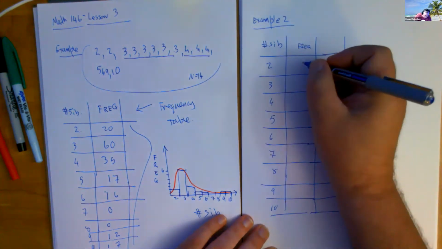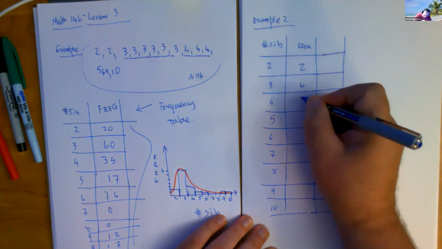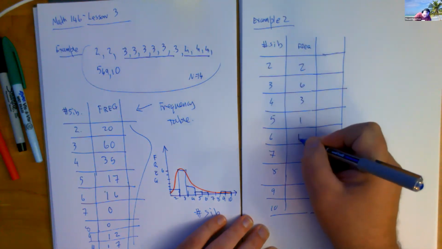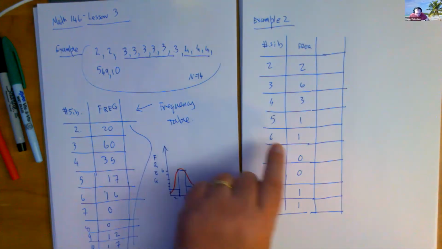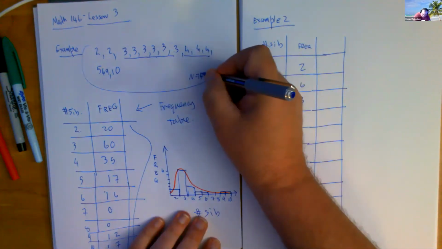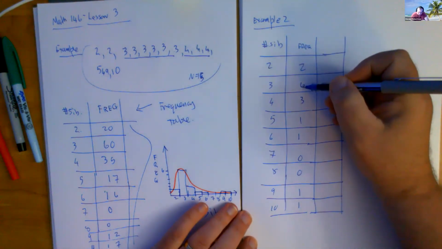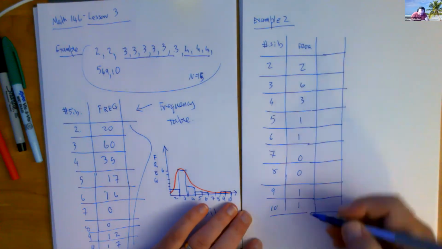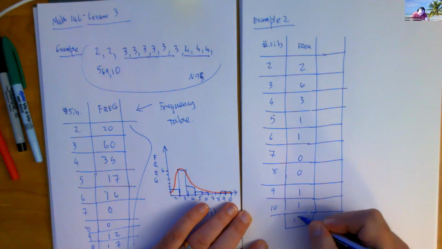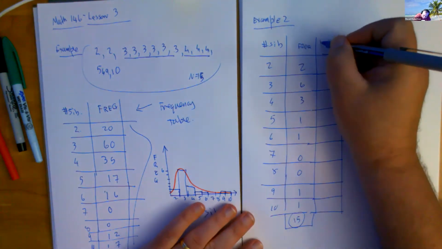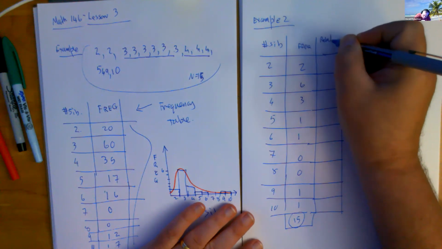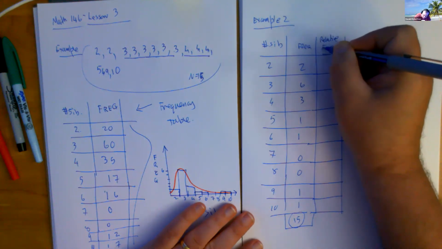Right, and this number was 2, 6, 3, 1, 1, 0, 0, 1, and 1. And what does that add up to? That actually now adds up to 15. 2, 8, 9, 10, 11, 12, 13, 14, 15, right? So 15 is our magic total. And the new column is called the relative frequency.